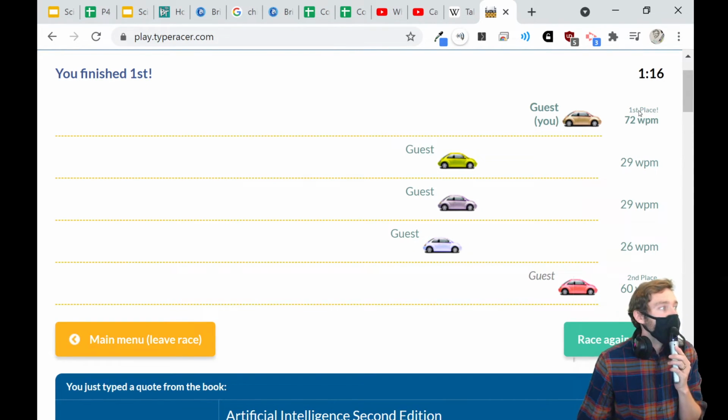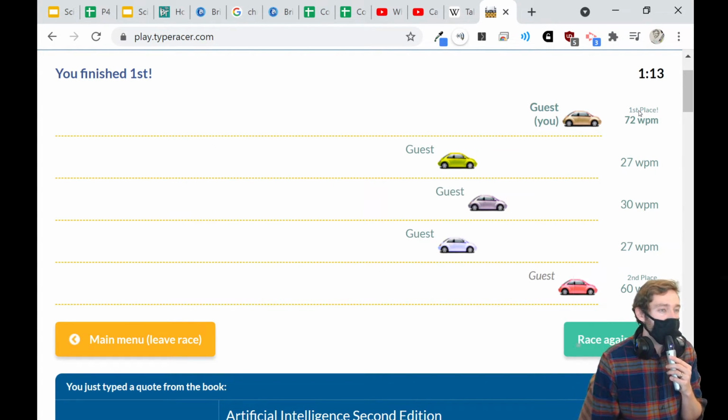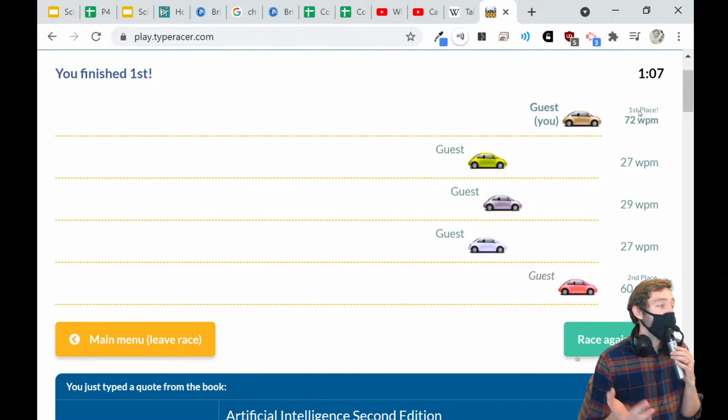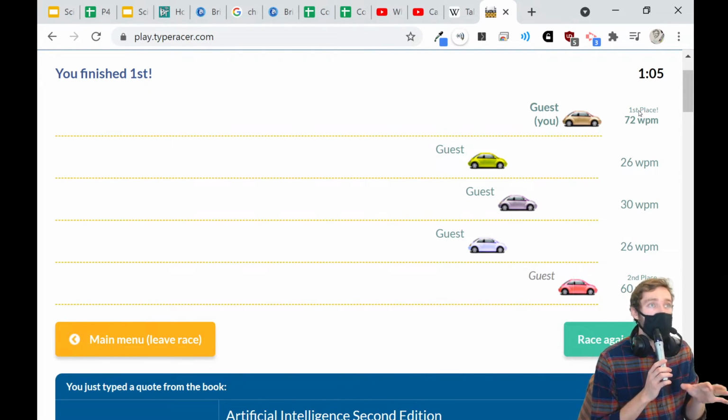Words per minute. If you're a professional typer, they want you around 60 to 90. If you're really good, there are people that can go up to like 150, 200. It is possible. They're just super, super fast.